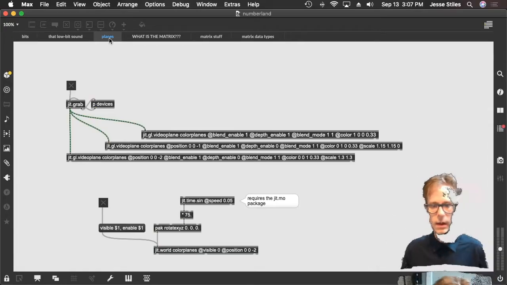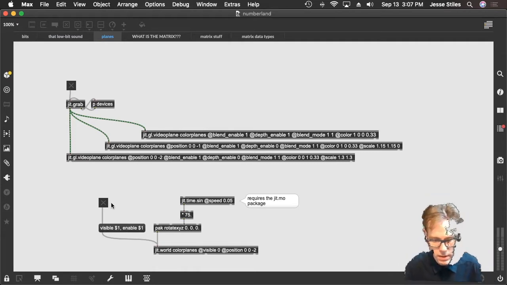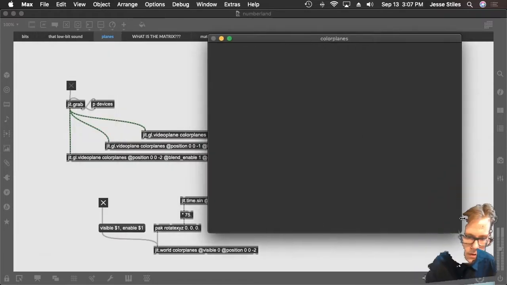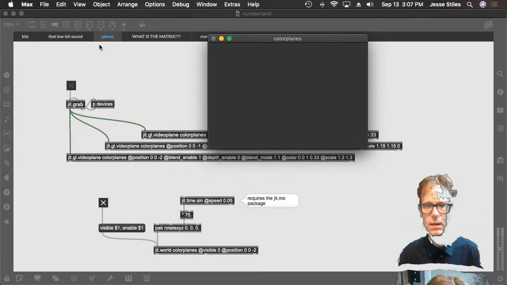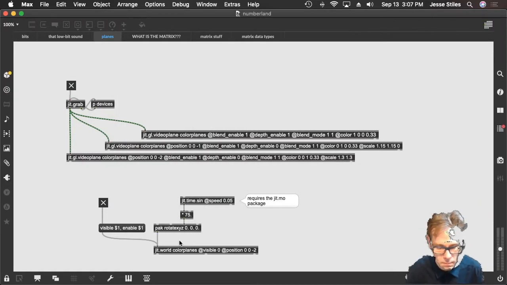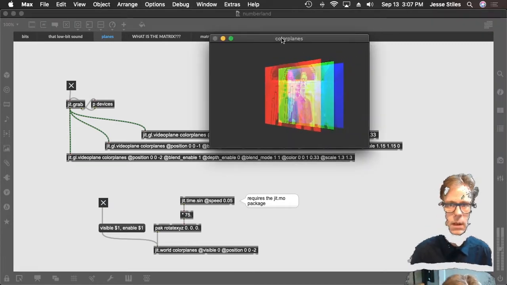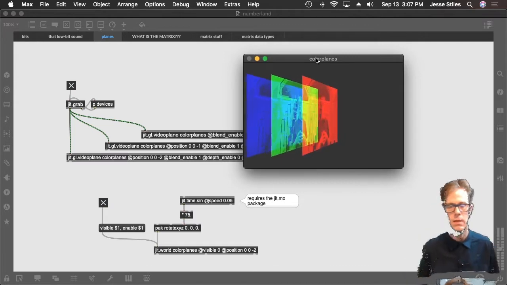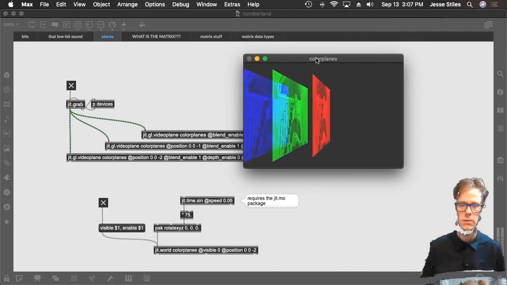Let's look at breaking images apart into their red, green, and blue components. So this subpatcher here is going to take the image from my camera and break it up into red, green, and blue layers that we can look at from different angles.